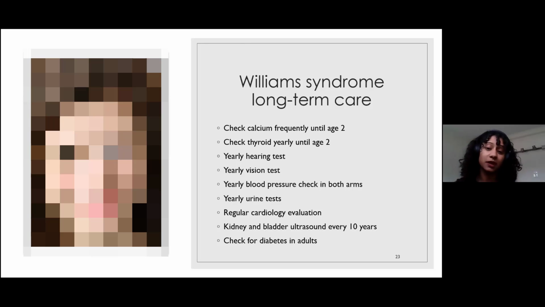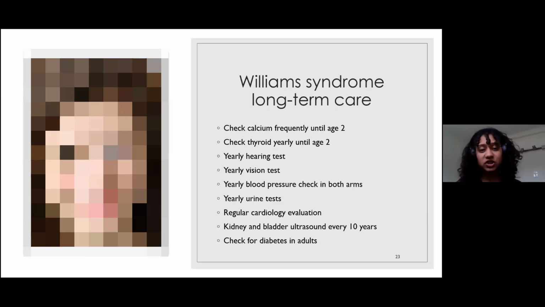We make sure we check their blood pressure in both of their arms yearly, and that's because of the vessel abnormalities that they can develop, as I mentioned. We check their urine yearly to check their kidney function, like I talked about. We make sure they see that cardiologist regularly. We do a kidney and a bladder ultrasound every 10 years because they can develop differences in their kidney structure and bladder structure over time.